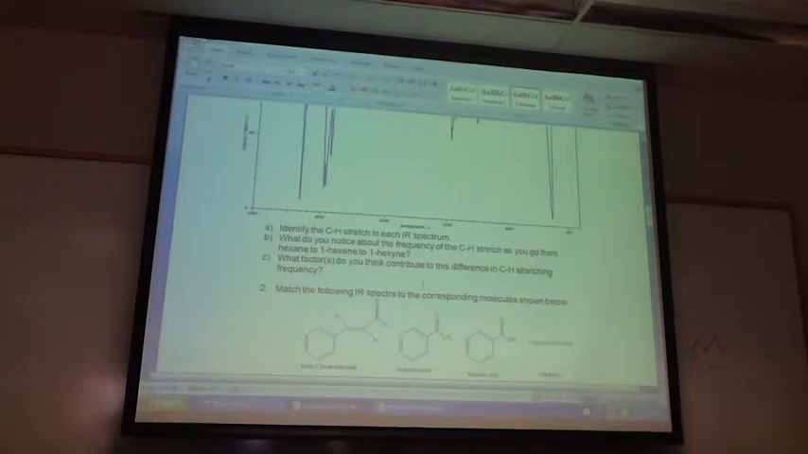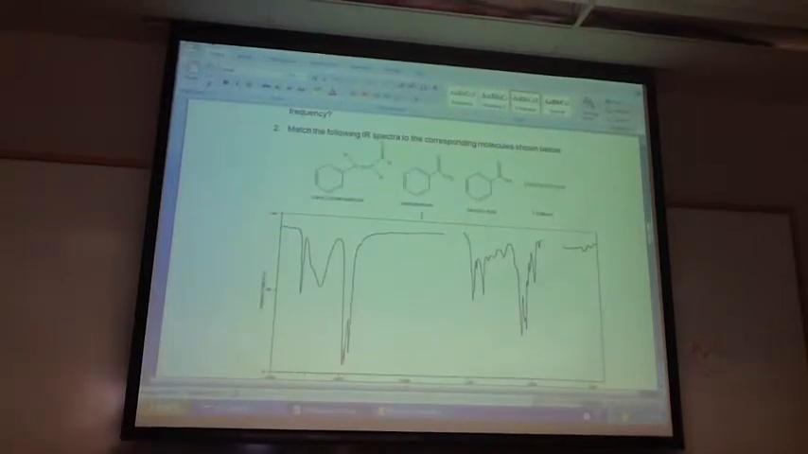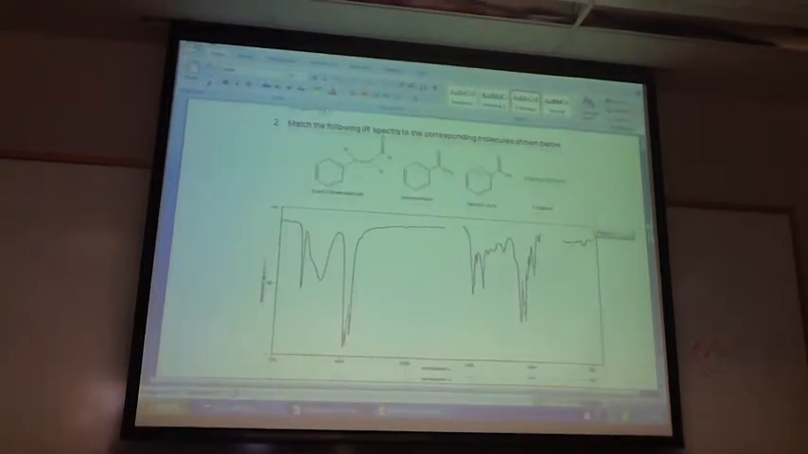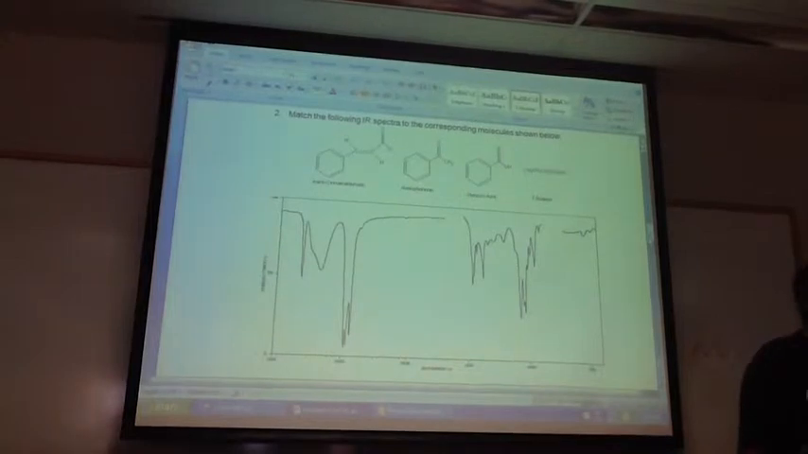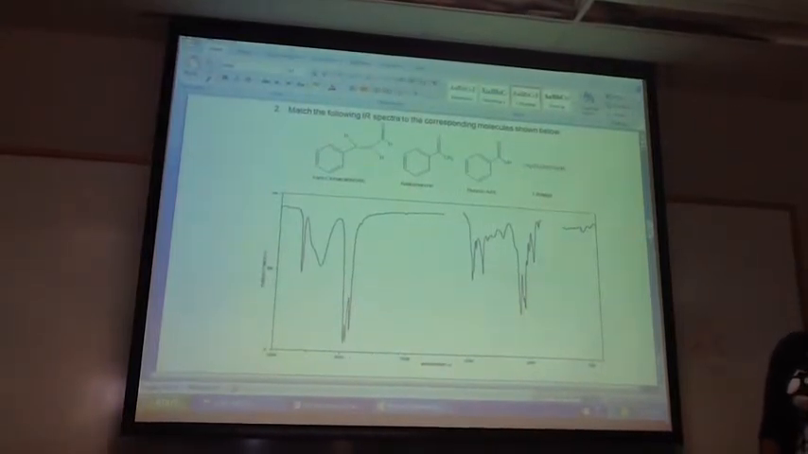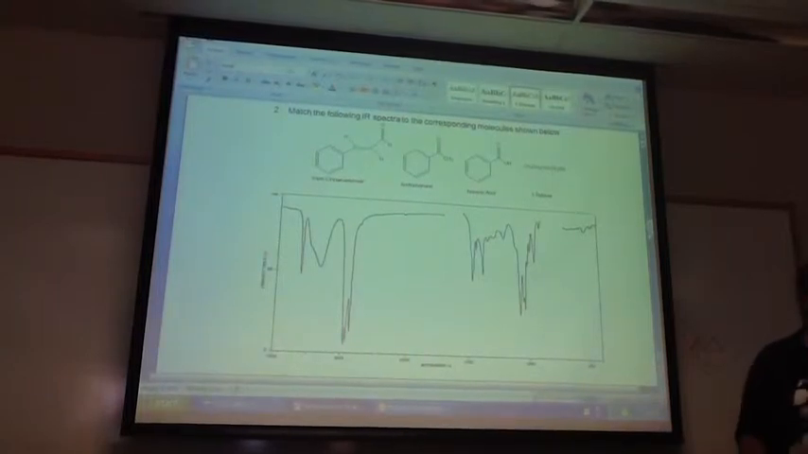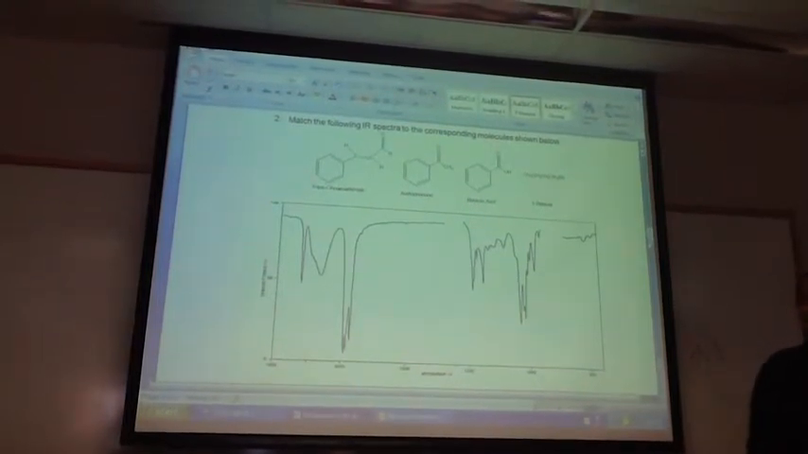All right, let's move on to number 2. Number 2 is fun to do, and you should be comfortable doing it because you will have questions like this on your final exam. First thing you want to do is look at your molecules. Don't even worry about your IR structure, and identify every single functional group that you have.